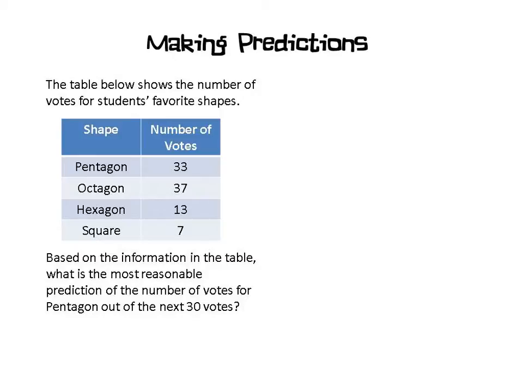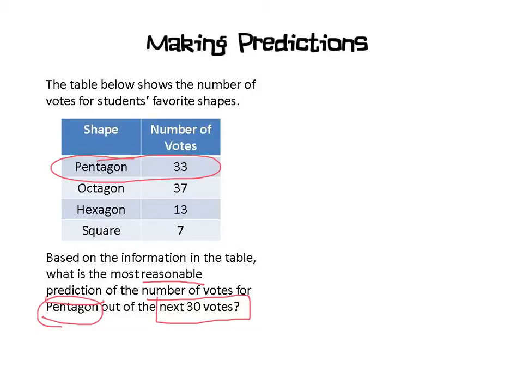So the first thing that I do is go back and look at what is the important information from this problem. Within this question, I can see reasonable prediction. And we're talking about the Pentagon, so I'm going to want to circle my information in the table about the Pentagon. And then it's also asking for that prediction to be out of the next 30 votes.